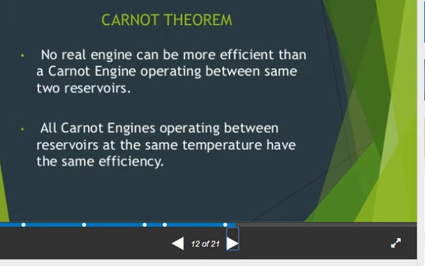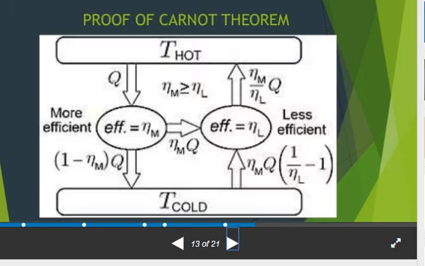Then we discuss the Carnot theorem. No real engine can be more efficient than a Carnot engine operating between the same two reservoirs. All Carnot engines operating between reservoirs at the same temperatures have the same efficiency. Then this is the diagram of the proof of the Carnot theorem. This is the cold body and hot body combination in which the work and heat interactions take place.